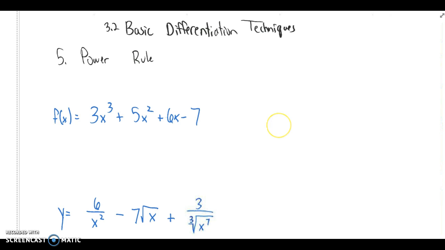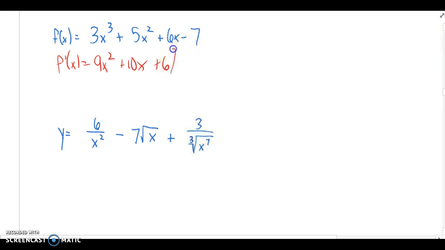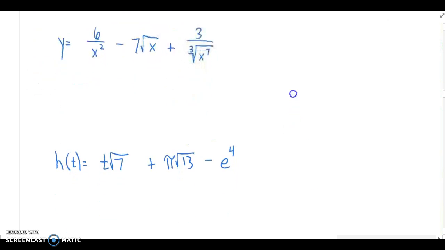Okay, moving on to section 3.2, we have these basic differentiation techniques. First one is the power rule. F of x equals this, then f prime of x equals 9x squared plus 10x plus 6, and then the derivative of a constant is 0.